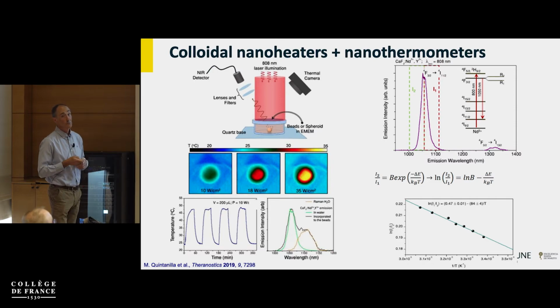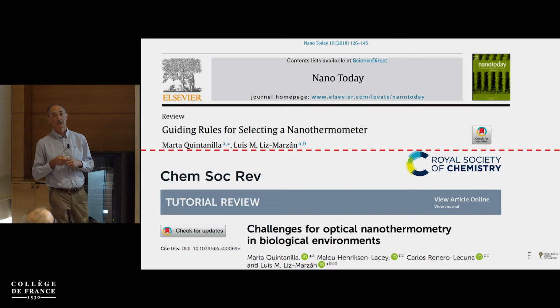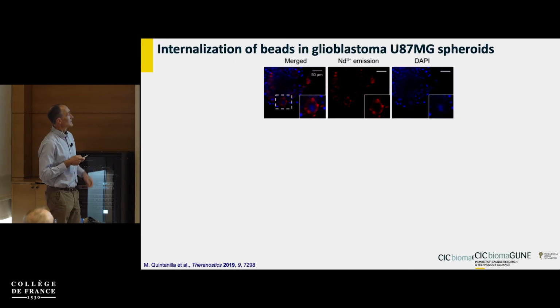If you want to learn more about temperature, I would recommend these two review articles. One which is more related to nanothermometers per se, and the second, which is very recent, related to optical nanothermometry in biological systems. So anyway, this is fluorescence from the particles, simply to show that we can obtain them from internalization inside of these cell spheroids, which are many microns in size.